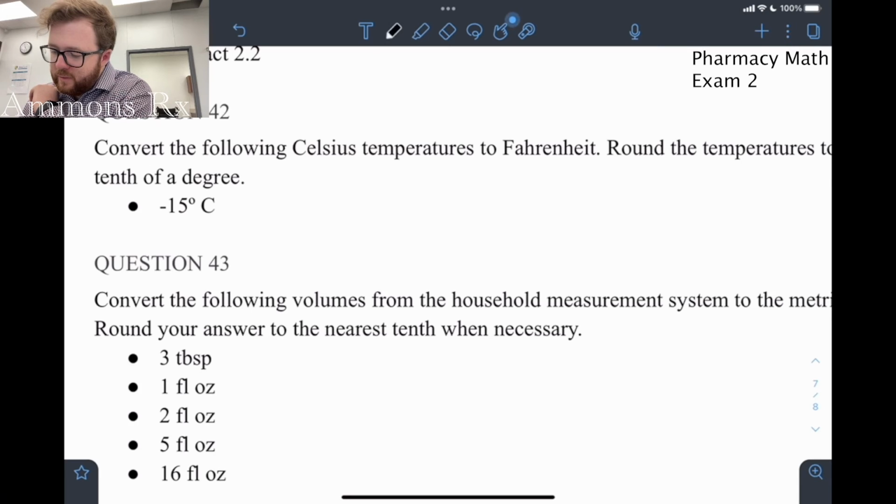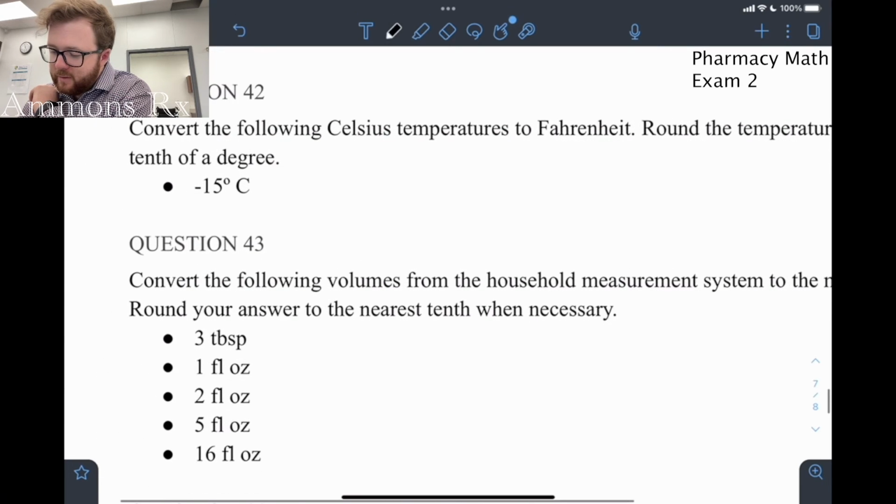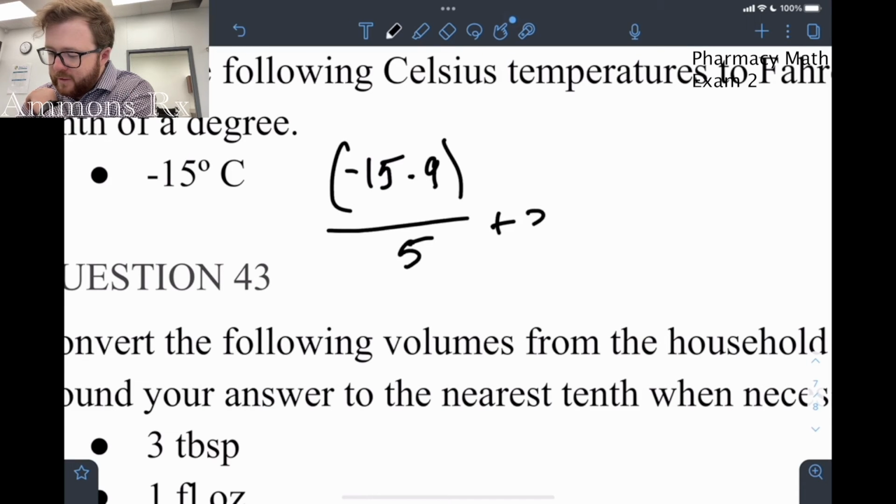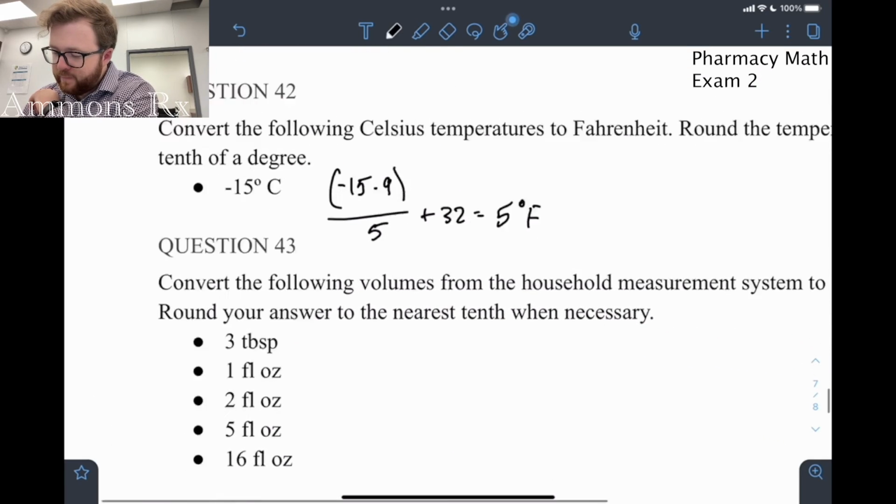Convert it to Fahrenheit. Okay, we have negative 15. Nope. Times 9 divided by 5 plus 32. Negative 15 times 9 divided by 5 plus 32. 5 degrees Fahrenheit.